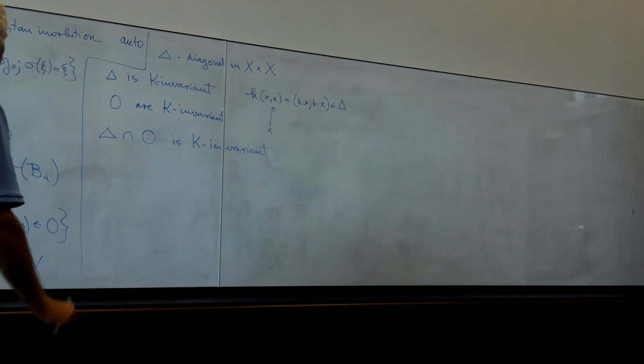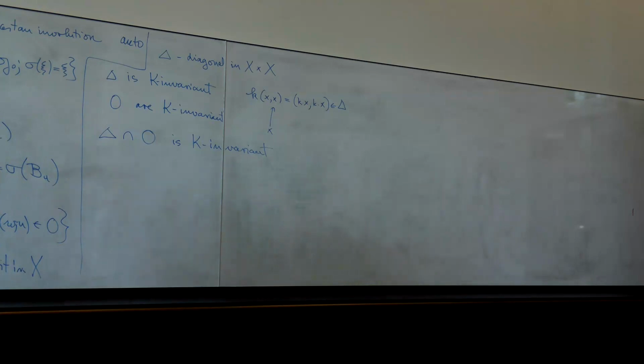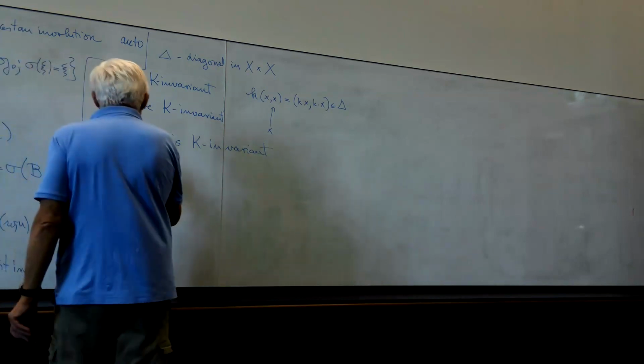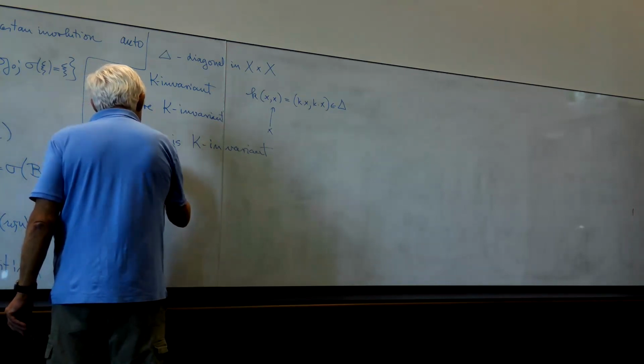So now let's see what we can do. And of course, K is connected. So if I look at these intersections, there are K-invariant subsets. They can have a bunch of components in general, but K orbits will be contained inside one component. So I want to see what is the difference. So let's take a point (x, x) in delta intersecting O.